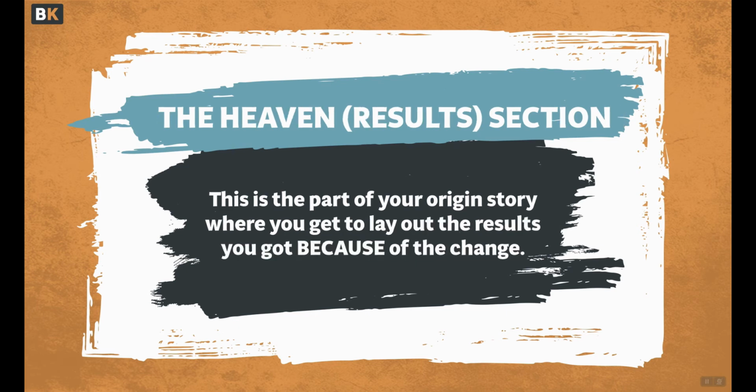All right, so let's get into the heaven or the results section. This is the part of your origin story where you'll get to lay out the results you got because of the change, okay? You'll be sharing what happened after you implemented the solution and solved the problem. This is where your reader wants to be, okay? You've been there, or you've gotten it for your clients if you haven't been through the same hell that they've been. And you get to show them through your story that this is possible for them and you're the proof. Okay, so that's what you're highlighting here.